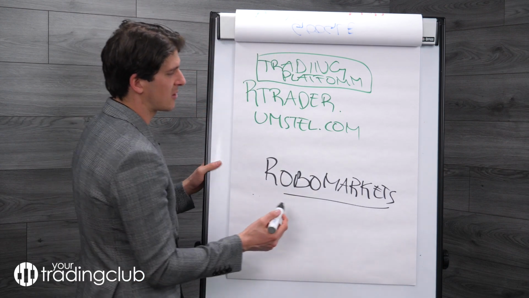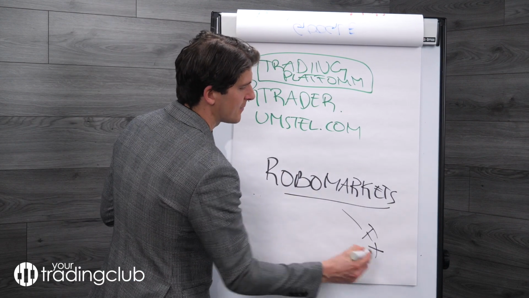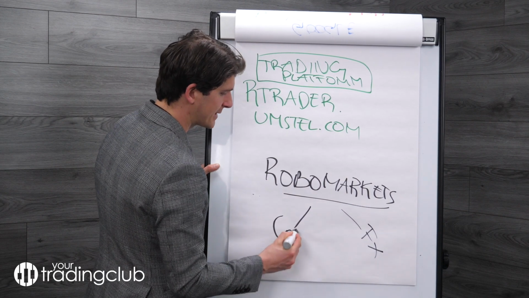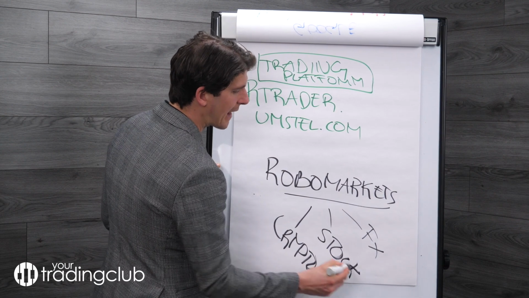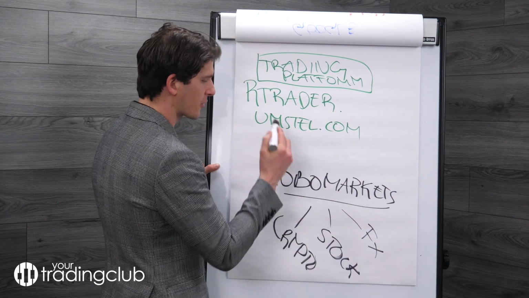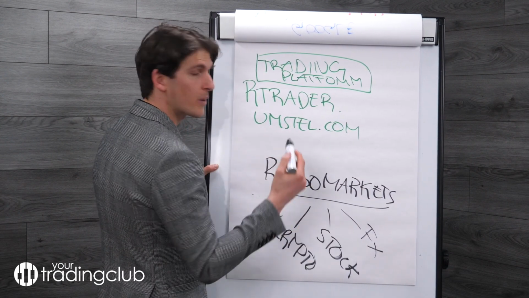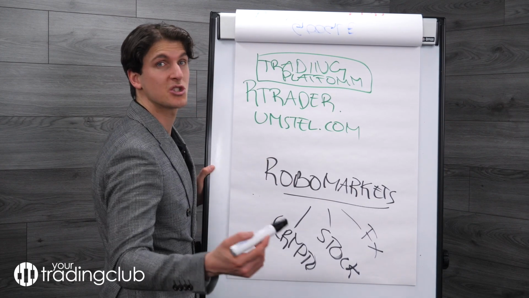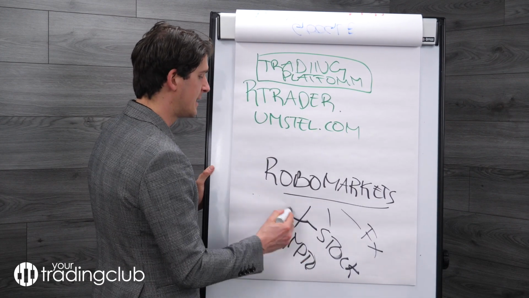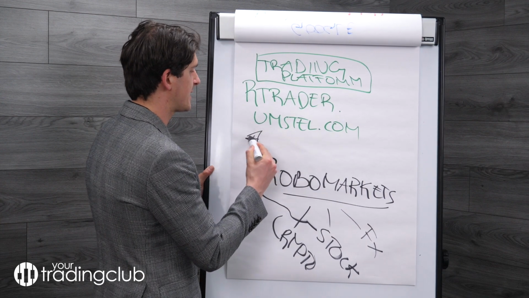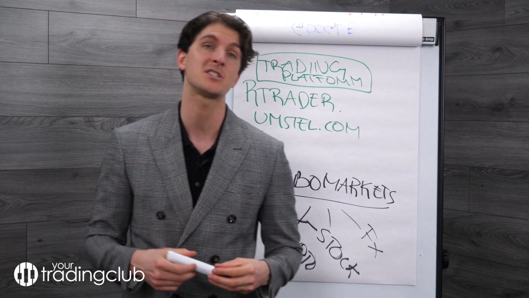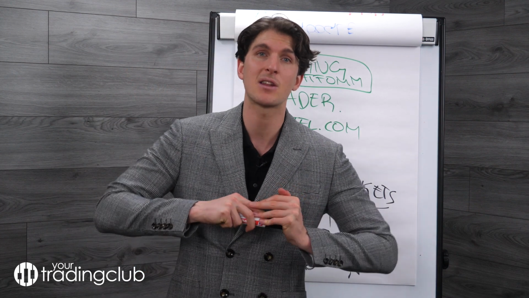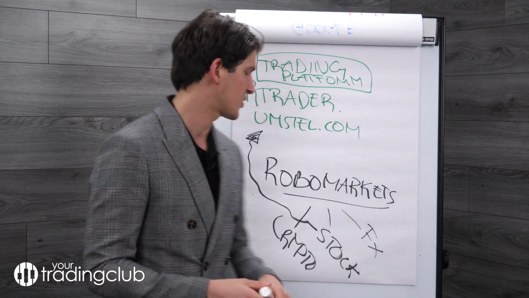So Robomarkets is a company. They have FX, they have cryptos, they have stocks, and their stock arm, right? In order for us to trade stocks and even FX, we need to download or log in to their trading platform. And that's what the R Trader does. It allows us to trade stocks and buy shares inside Robomarkets. I hope that makes sense for you.